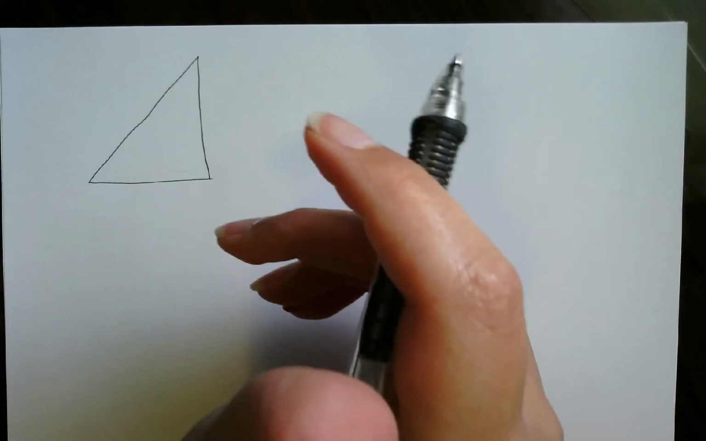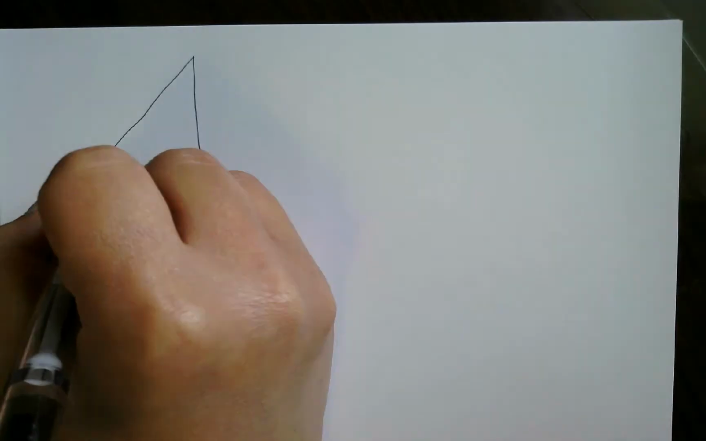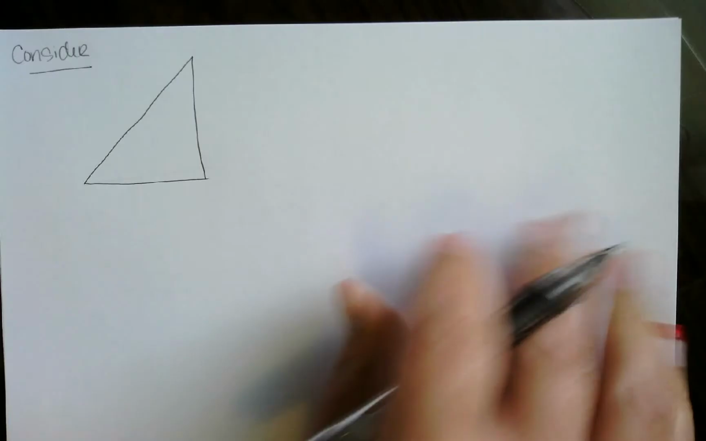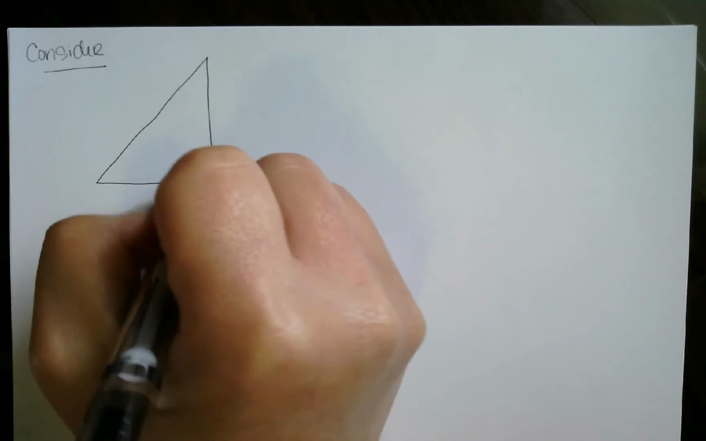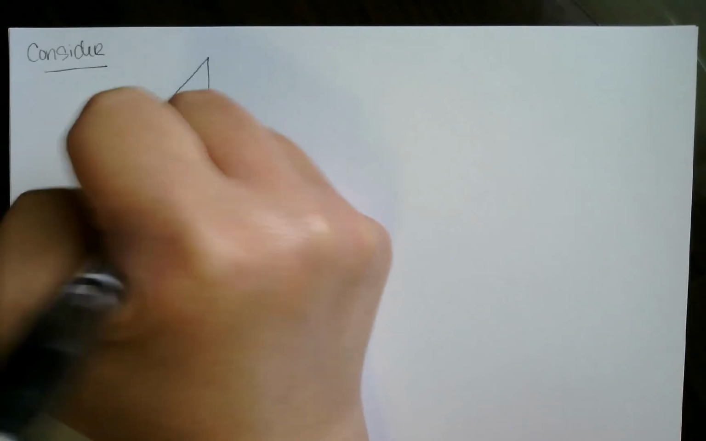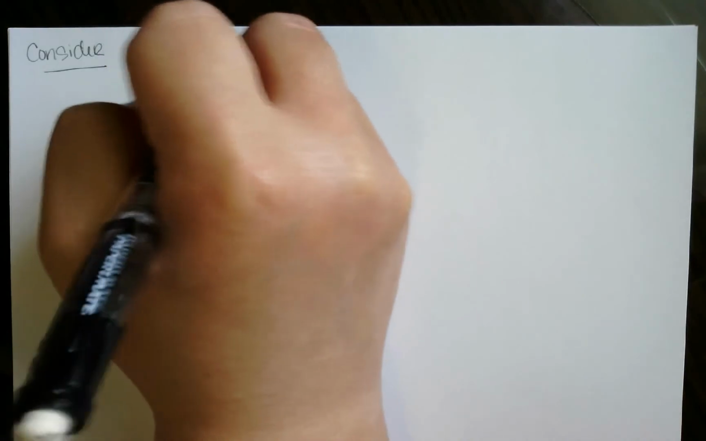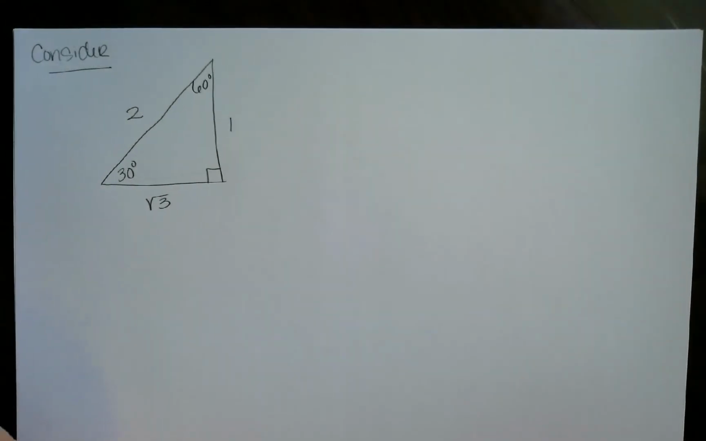Okay, so now let's work with them again. I'm going to label this right triangle. So I want you to consider this guy. I'm giving you a right triangle, and the hypotenuse is 2. One leg is 1, the other leg is square root of 3, and this happens to be a 30, 60, 90 right triangle. This is your famous right triangle.